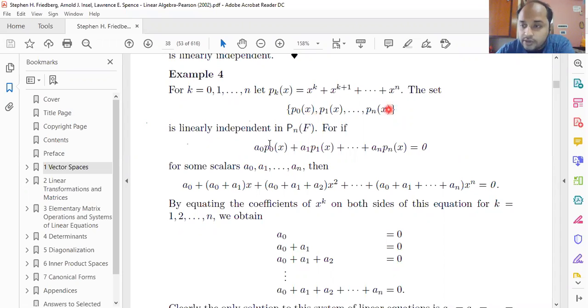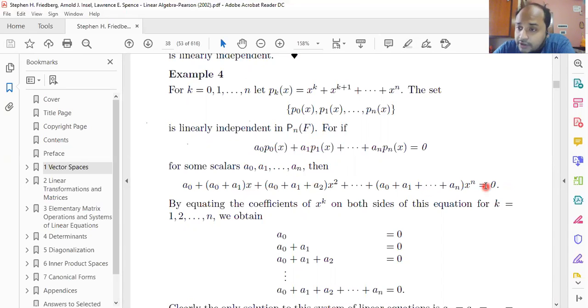for which they have considered scalar quantities a0, a1, ..., an, and they have placed this equation over here. After putting in the forms of these polynomials and combining the like terms, the constant terms, the terms containing x to the power 1, the terms containing x square, they have got this set of equations: a0, plus (a0 plus a1)x, plus (a0 plus a1 plus a2)x square, and so on.